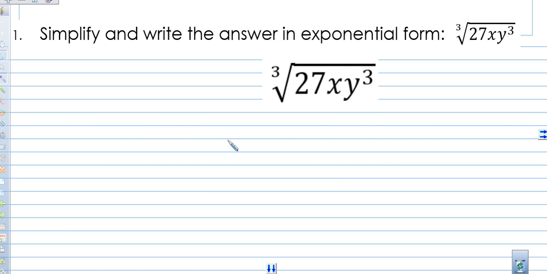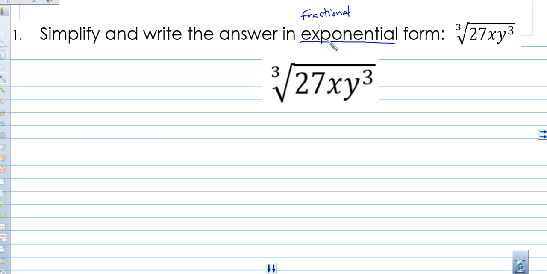Let's look at question number 1. It says, simplify and write the answer in exponential form. Exponential form is another way to say fractional form, or rational form.